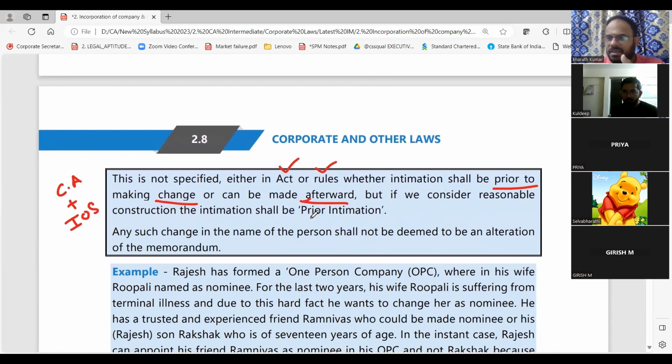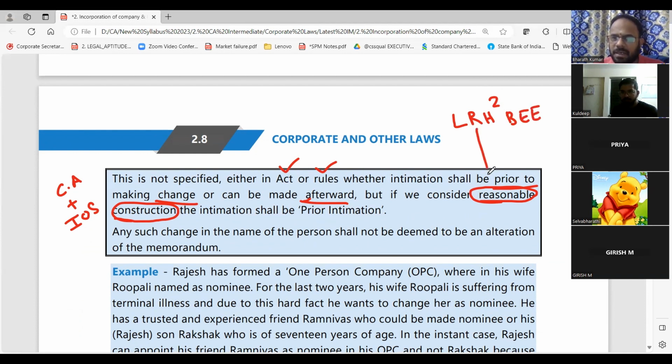Answer is, after making change is not possible, because if we consider reasonable construction in IOS, you remember LRH square B. You remember? In that reasonable construction, literal, reasonable, harmonious, cadence, beneficial, exceptional, ejusdem generis, you remember all that? In that, reasonable construction should be simple and clear. So it is only prior intimation. This is the only connection. Don't go beyond at all. Don't bother too much also. And any changes shall not be deemed to be alteration. We already told this.